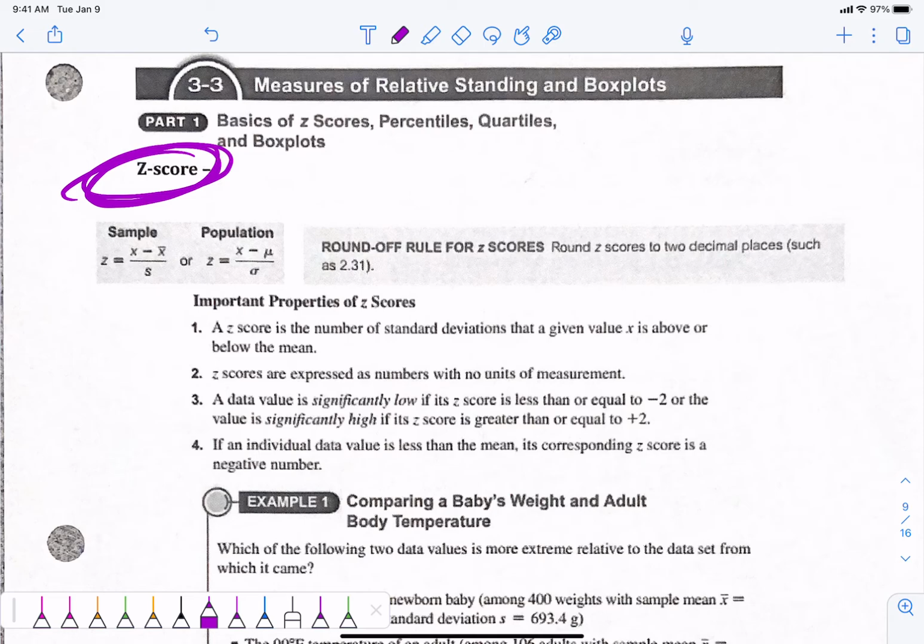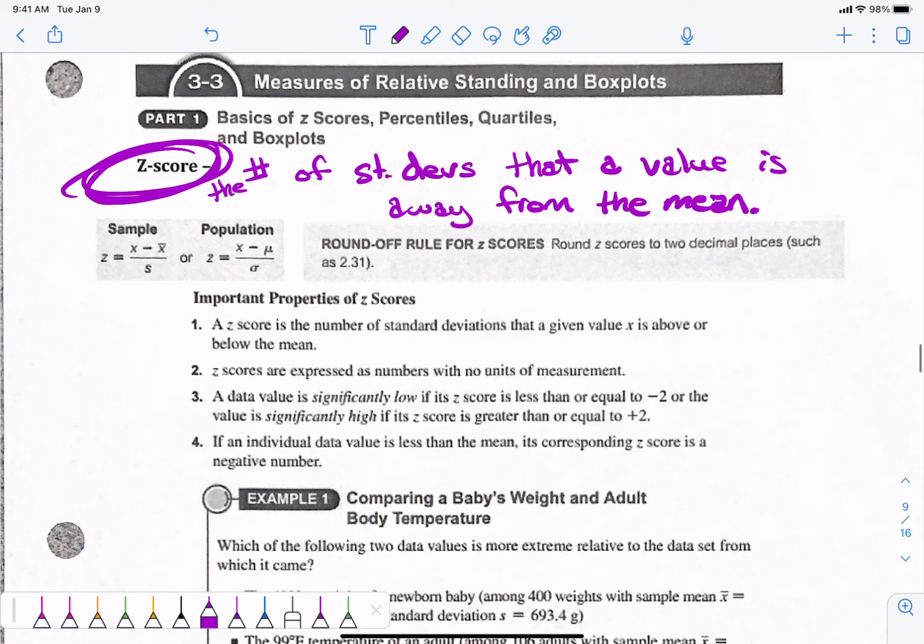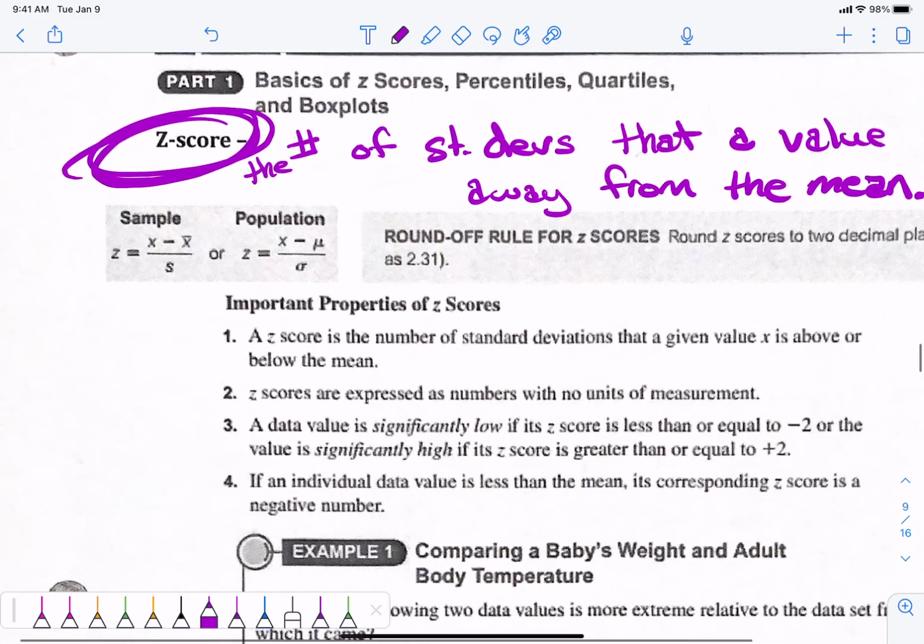So a z-score, are you ready? Everybody's data value is assigned something called a z-score. And the z-score is the number of standard deviations that a value is away from the mean. The number of standard deviations that a value is away from the mean. Okay? All right, so let me do an example for you so you can kind of get that. The number of standard deviations that we are away from the mean.